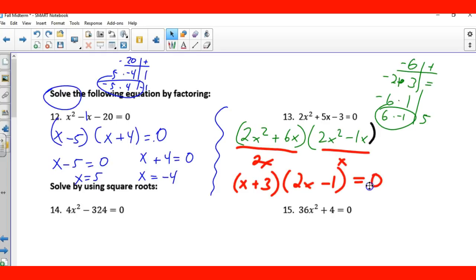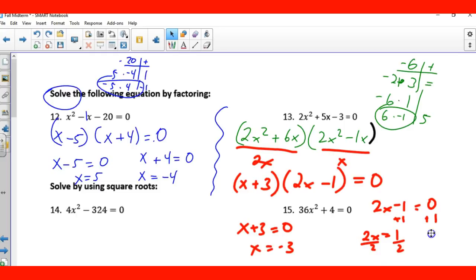Now, because this is equal to 0, I set each factor equal to 0. Subtract 3, you get x equals negative 3. And over here, 2x minus 1 equals 0. Add 1, and then divide by 2. You get x equals 1/2. Those are our two x values right there.